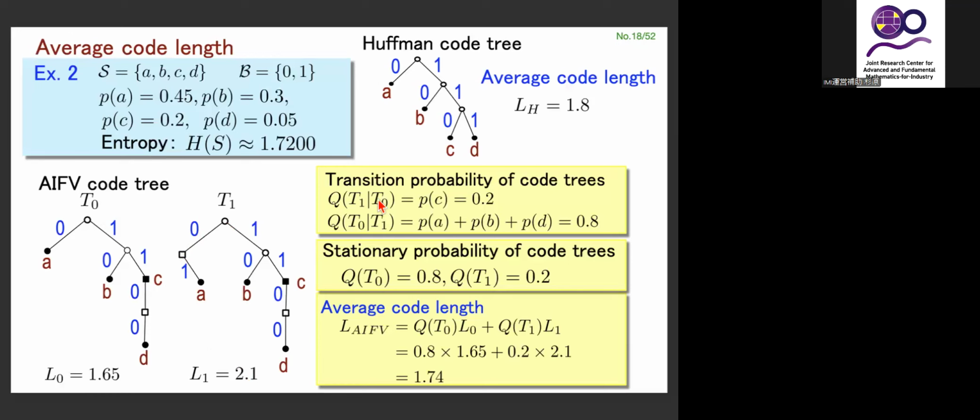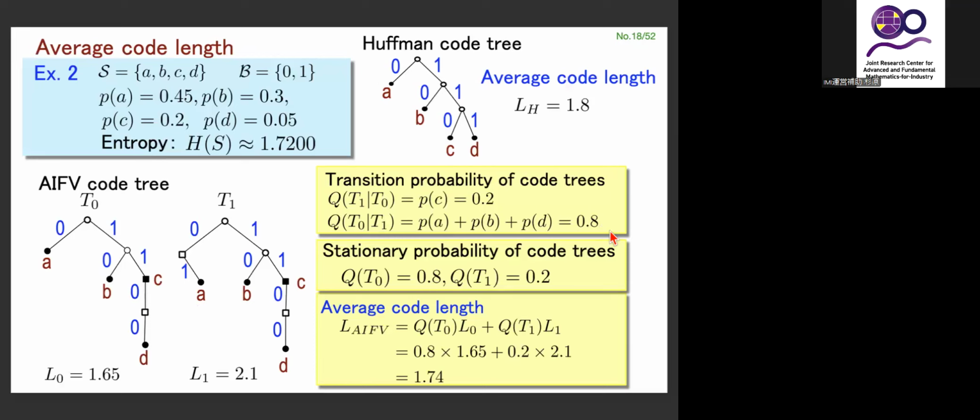The transition probability from T0 to T1 is given by the sum of the probabilities of source symbols that are assigned to a master node. In this case, this master node has only one symbol, so this transition probability is 0.2. And the transition probability from T1 to T0 is given by the sum of the source probabilities that are assigned to leaves. In this case, this probability is 0.8.